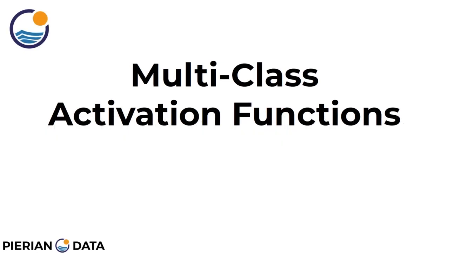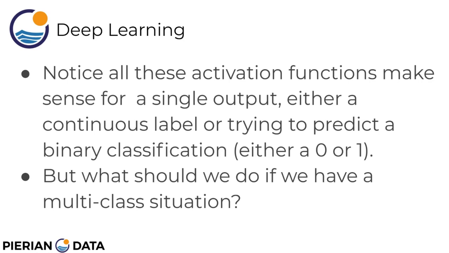Welcome back everyone to this lecture on multi-class activation functions. Previously we saw that all the activation functions in the previous lecture make sense for something with a single output. Either you're trying to predict a continuous label, or you're trying to predict something with a binary classification problem. That means you either want a 0 or a 1, or something between 0 and 1 and assign it a probability. But what do we do if we actually have a multi-class situation?